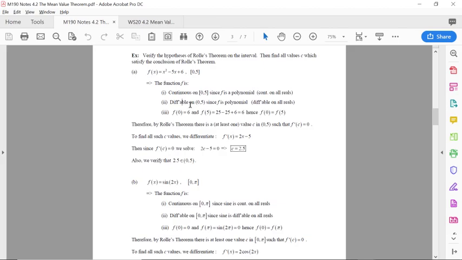Now for differentiability, it's the same idea. Remember, with differentiability, though, we're working on the open interval. We know that polynomials are, we established this before, polynomials are differentiable also for all real numbers.